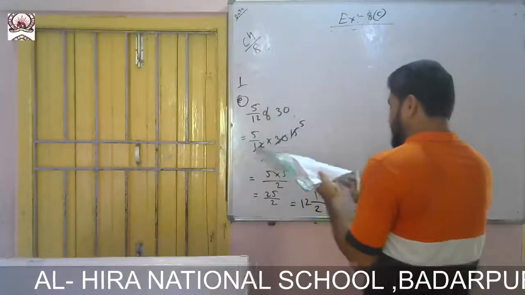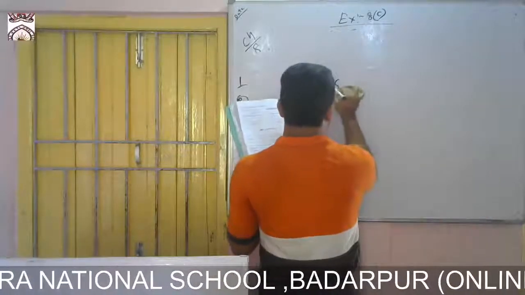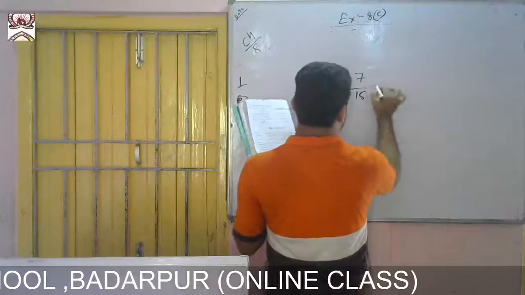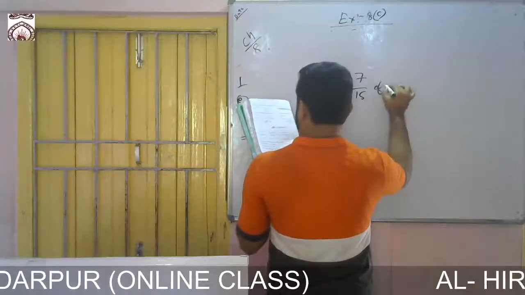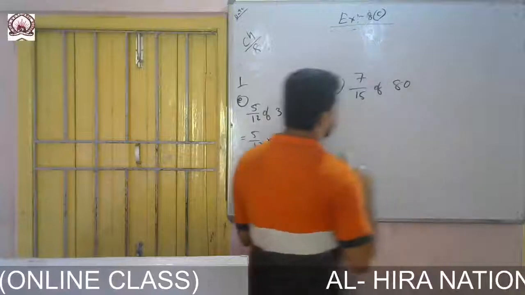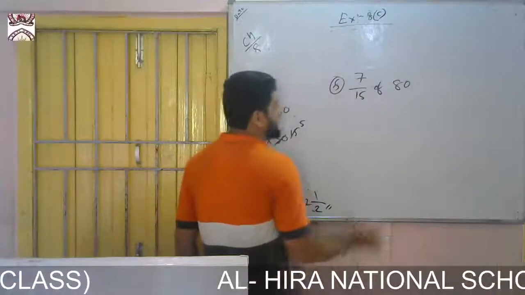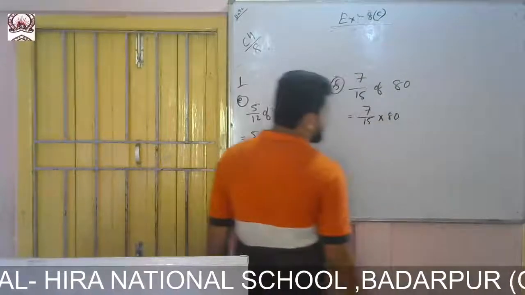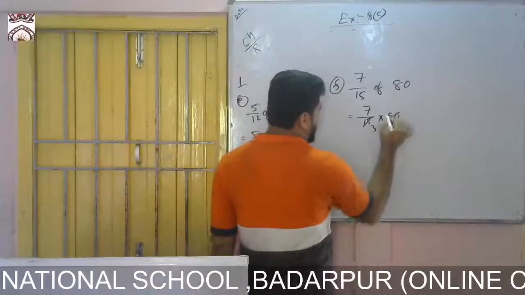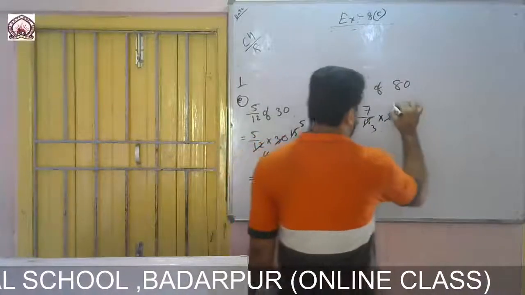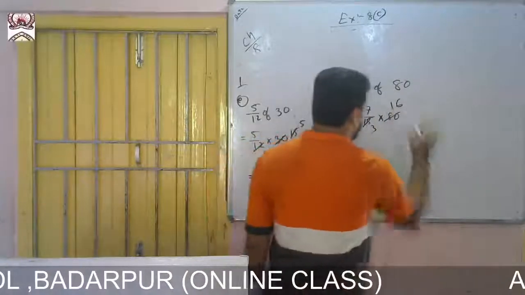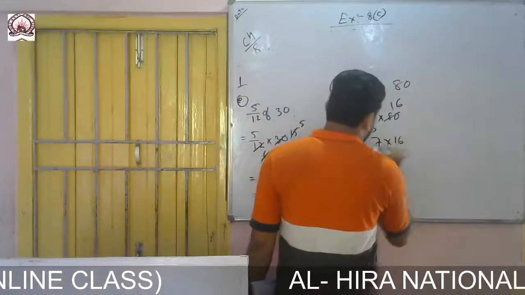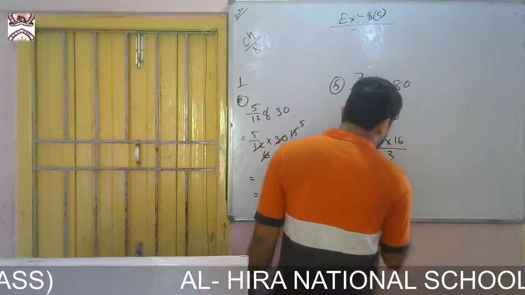So what is there? You see, F. 7 by 15 of 80. Okay. So this one, what? You can cancel with 5. So you see 7 by 15 into 80. So with 5, 5 3s are 15, and this one with 5, 5 16s are 80. Then remain what? 7 into 16 by 3. Okay. Now I cannot further divide. So I need to what? Multiply numerator and denominator.